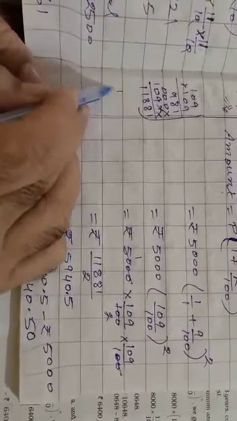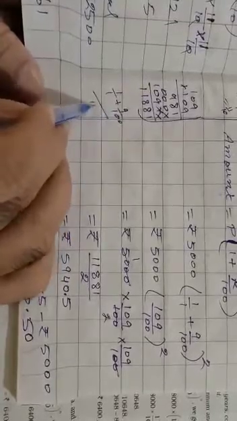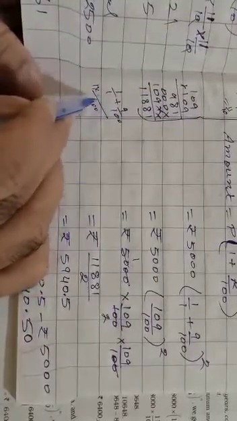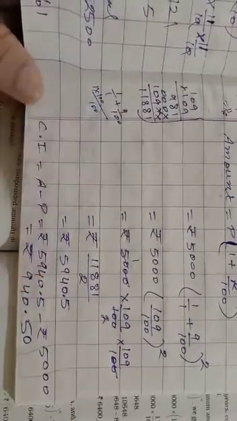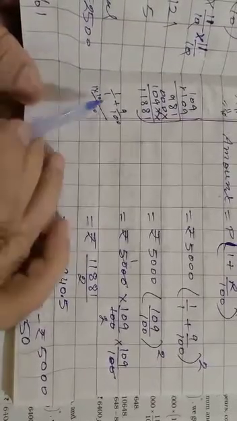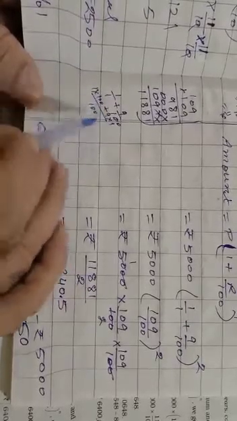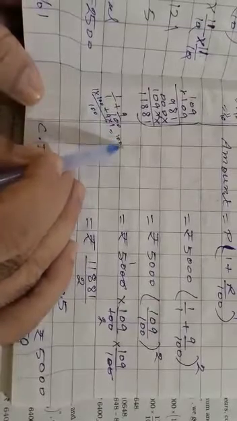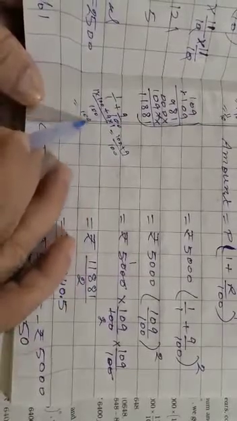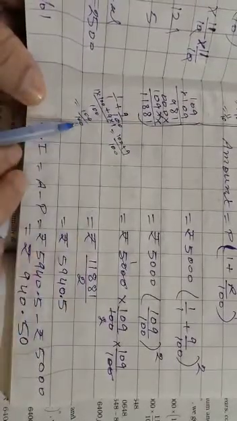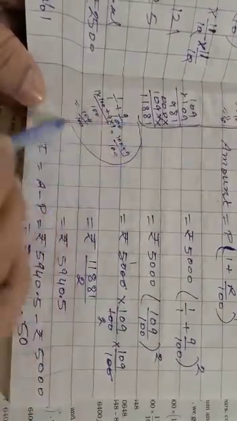Now again repeat: 1 plus 9 upon 100. Take 100 as LCM. 100 divided by 1, we get 100. So we write 100 as quotient plus 9. We get 100 plus 9 upon 100. We write 109 upon 100. This is your rough work.